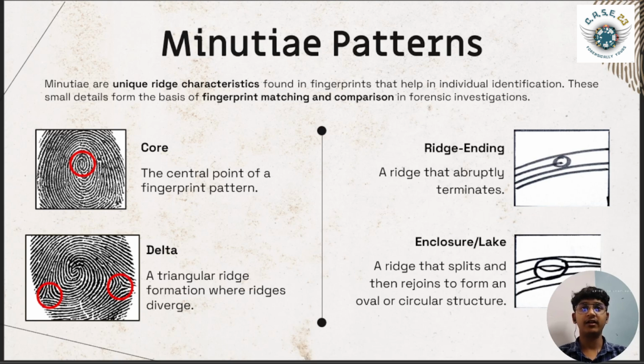Ridge ending. This is where a ridge suddenly stops. Imagine drawing a line and just lifting your pen midway. That's a ridge ending. They are crucial for fingerprint identification. Lake or enclosure. A ridge that forms an enclosed loop, making a small oval or circular shape, kind of like a tiny pond in the middle of your fingerprint.